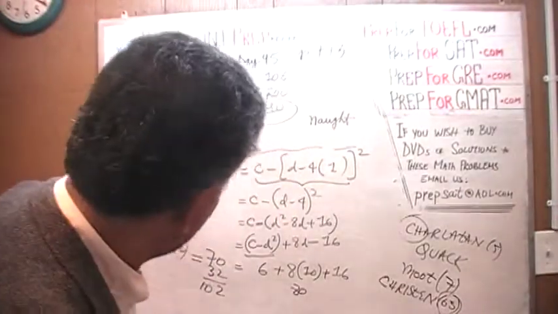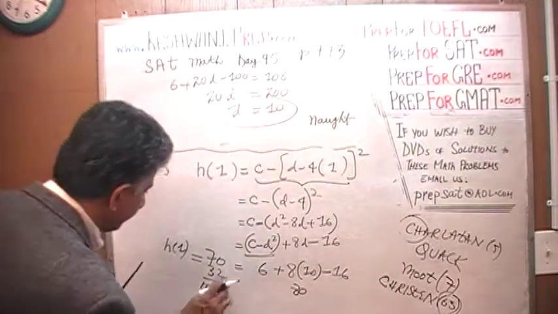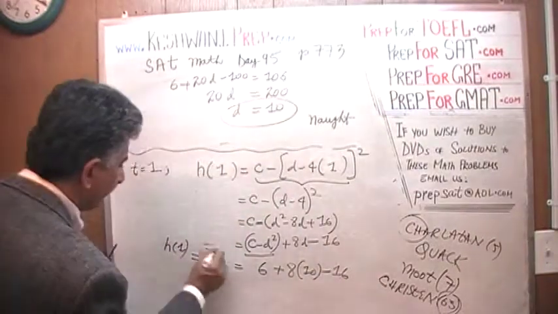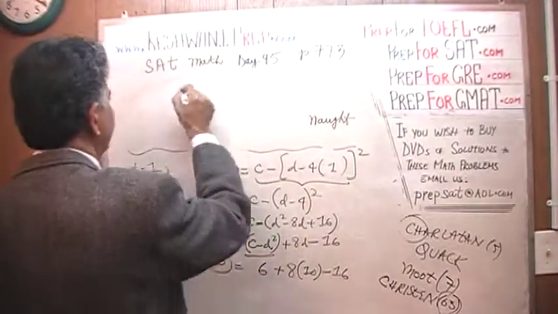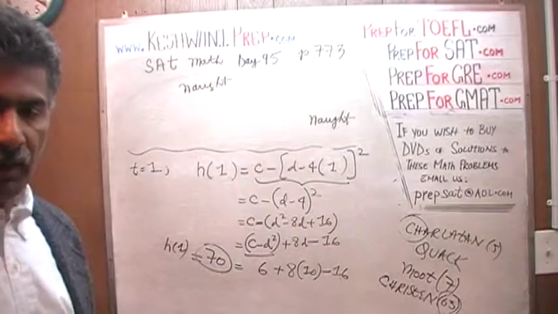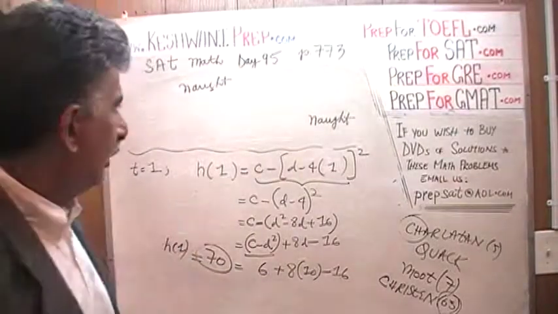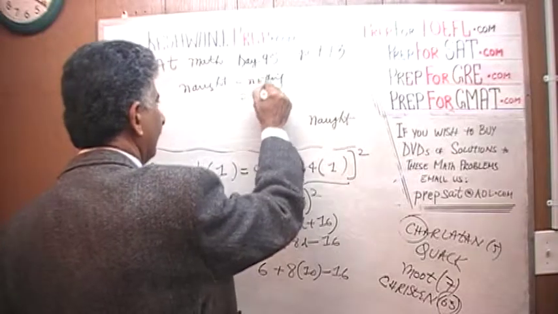Okay? So let's fix this thing. This was a negative 16. And the correct answer is 70. Well, naught means exactly what it sounds like here. All of the work that we did would have been for nothing. That's exactly what naught means. Naught means nothing. It means zero.